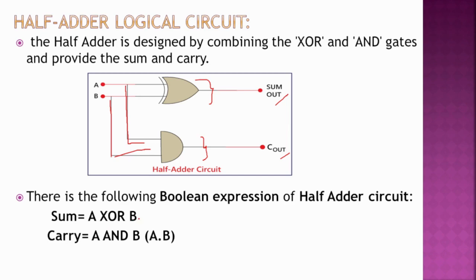So sum will be given by the XOR gate. This will be equal to A XOR B. What is the formula for A XOR B? A dash B plus A B dash. For carry, A B. Okay. This is the logic equation for sum and carry, and this is the logical circuit of the half adder.